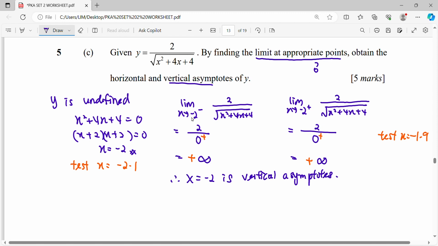Then to find the horizontal asymptote, we use the limit as x approaches negative infinity and the limit as x approaches positive infinity. So to evaluate a limit, we have two kinds. One is the limit approaching a value, another is the limit approaching infinity. Limit approaching a value is for finding the vertical asymptote. Limit approaching infinity is for finding the horizontal asymptote.